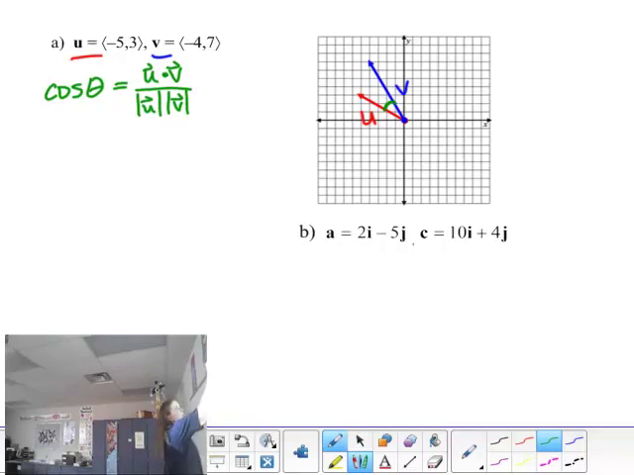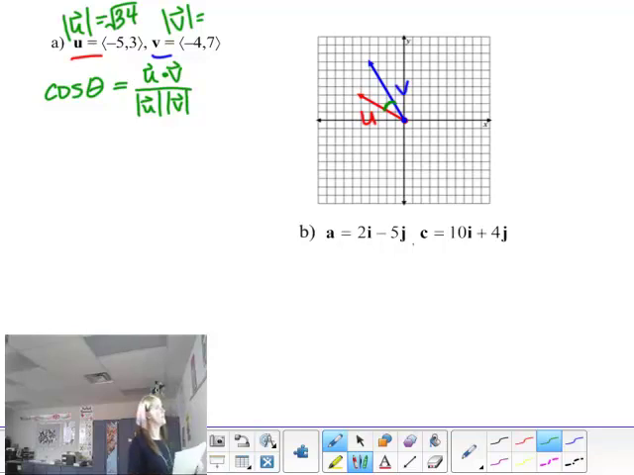So let's talk about vector u. What's the magnitude of vector u? Well, that's simply negative 5 squared, which is 25, plus 3 squared, 9, and 25 and 9 would be 34. So we've got the square root of 34 for vector u. For vector v, we need its magnitude as well. We're going to take negative 4 and square it, get 16, 7 squared gets 49. Let's see, 16 and 49. Any other day of the week I could do that in my head, it's 65.